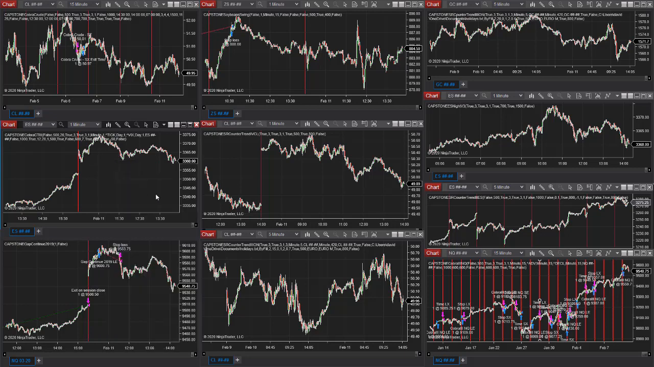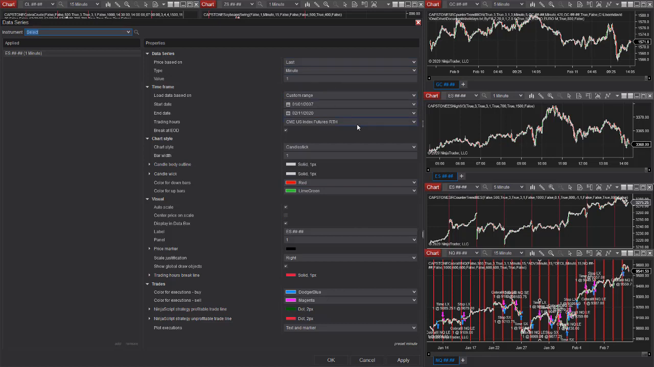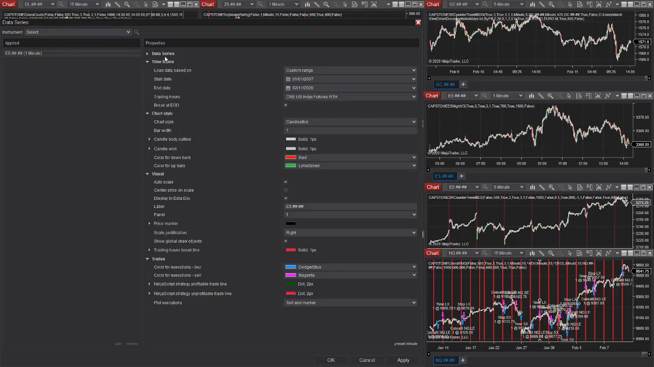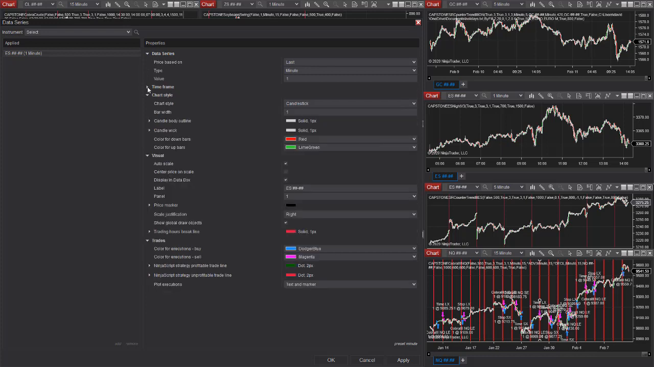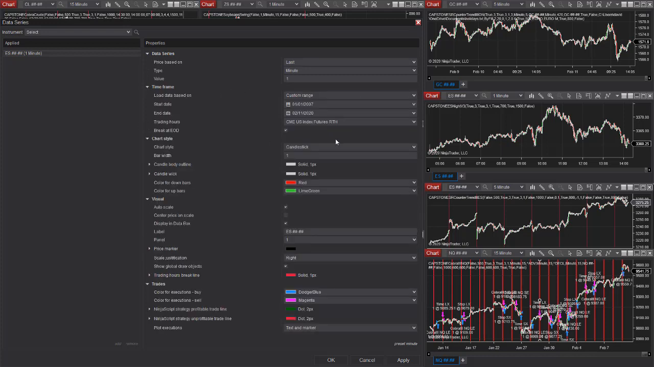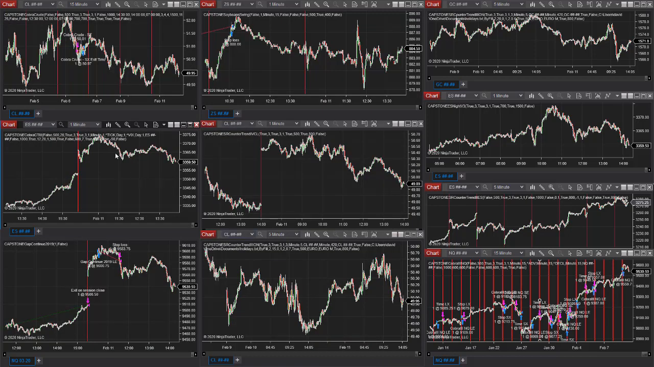Let's look at the data series for Cobra CT3. 1 minute bars, testing back to 2007. We're using the CME, US Index Futures regular trading hours. Now when you're setting these up, data series and time frame are the only values that you need to worry about. I send screenshots for this whole screen, and chart style, visual, price marker, trades. Those you can make whatever you want from that point down. You don't have to make all these colors the same as my colors. It's just the time frame and data series that need to match. And so that's the data series.